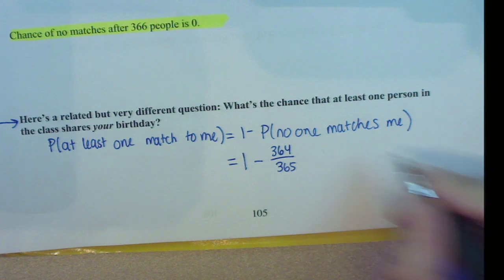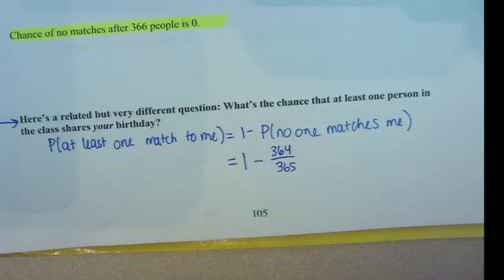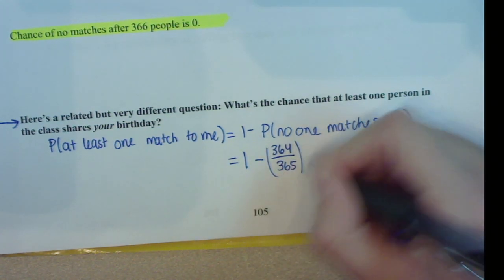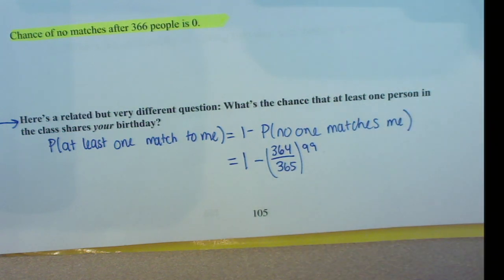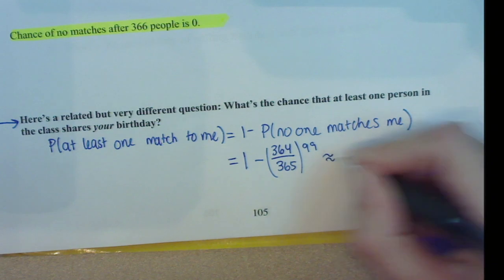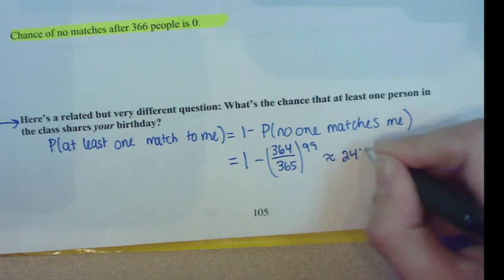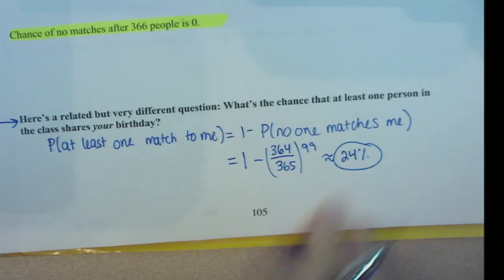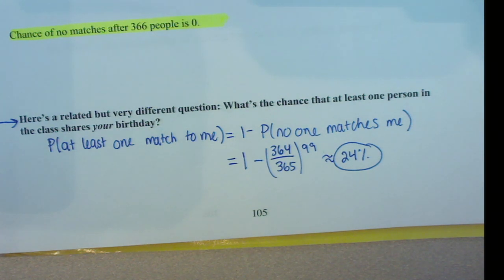So if we had 100 people, if I was one of the 100 people, I'd have to raise this to the 99th power, basically. This is a little easier to put in your calculator. And you get around 24%. So this might have been the question that you were thinking, well, what's the chance that someone has my birthday? Which is different than what's the chance that at least 2 people have the same birthday. It doesn't even have to be mine. It can be any birthday.